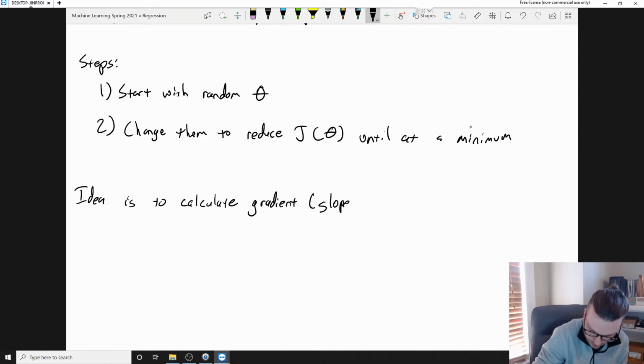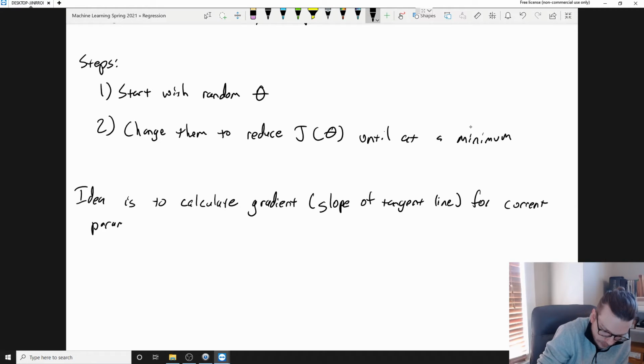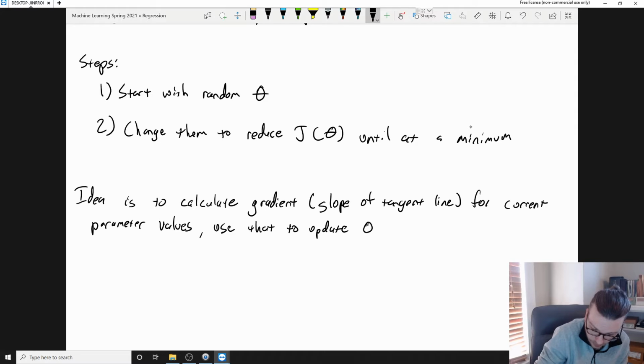Just to calculate the gradient: the slope of the tangent line for current parameter values, and then use that to update theta values.